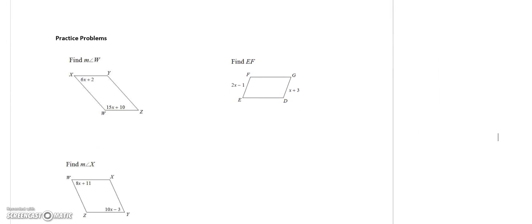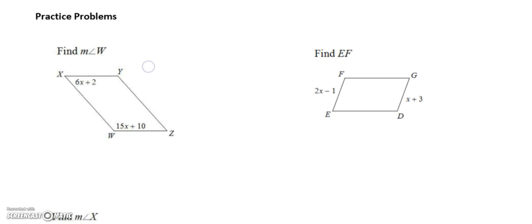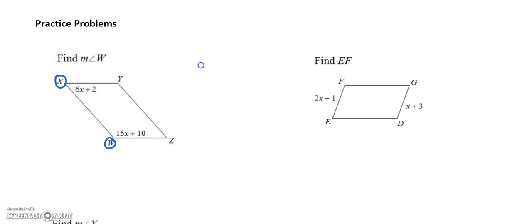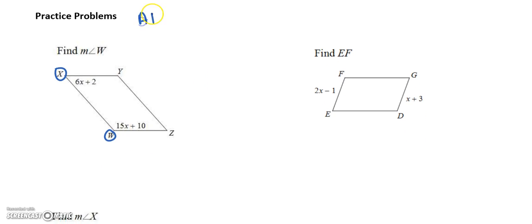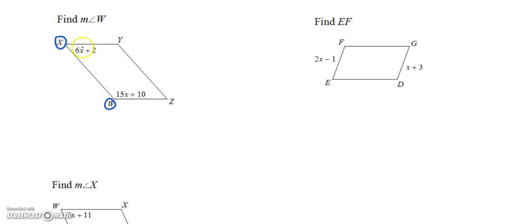Okay, so now let's do a couple practice problems. So this is a little tough to see, but let's put this 15x plus 10 is for angle W, not for Z. It's kind of tough because it's crowded here, and angle X here. So what I want to do is assume that these are all parallelograms. So I want to find the measure of angle W. Well, I know that these two angles, X and W, will have a supplementary relationship. So the measure of angle X plus the measure of angle W have to equal 180 degrees.